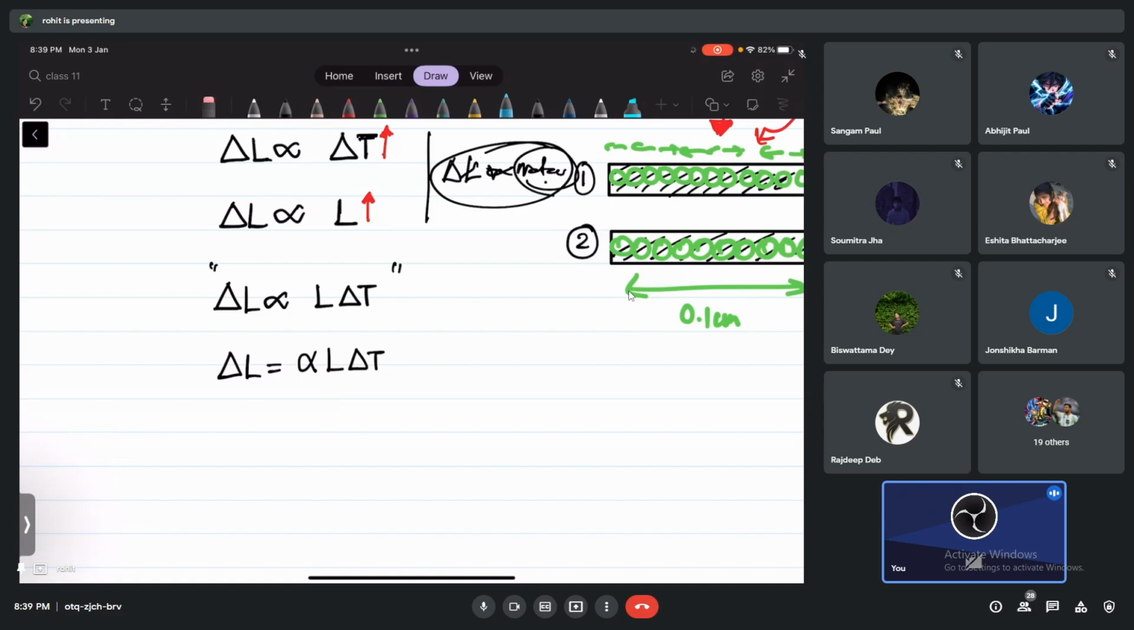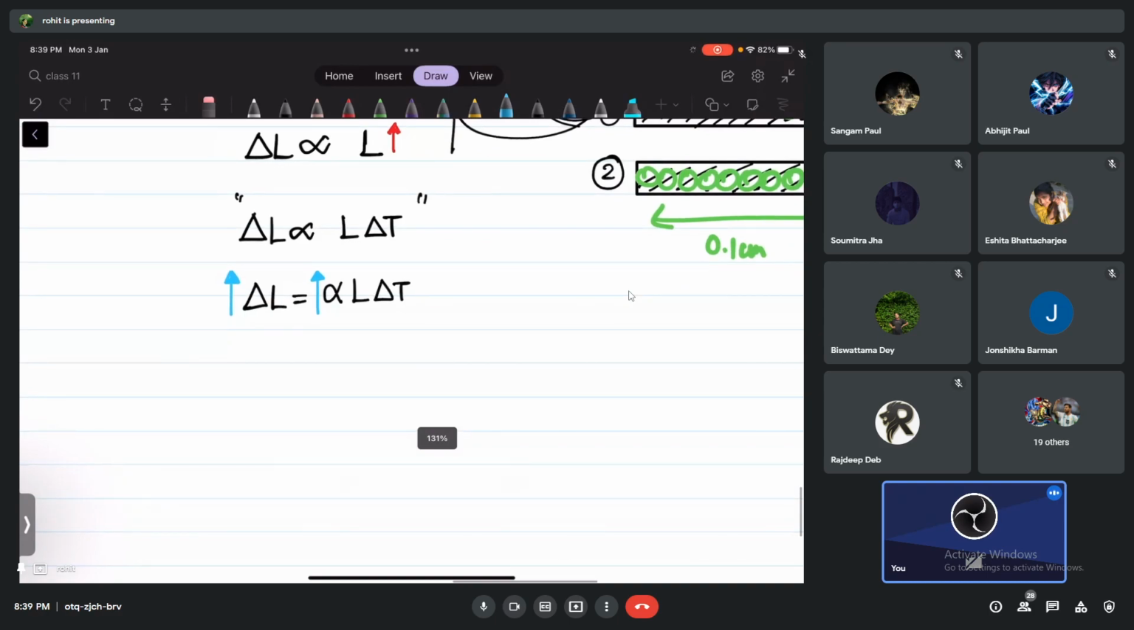So now you can easily read this formula. See, if the material has a higher value of alpha, what does it indicate? It means it will undergo more expansion, more change in length per unit original length. I can just define alpha for you right now, very simple. So what's the definition of alpha, guys, from here? Change in length per unit original length per degree change in temperature or rise in temperature. Can you understand? I'm repeating again.